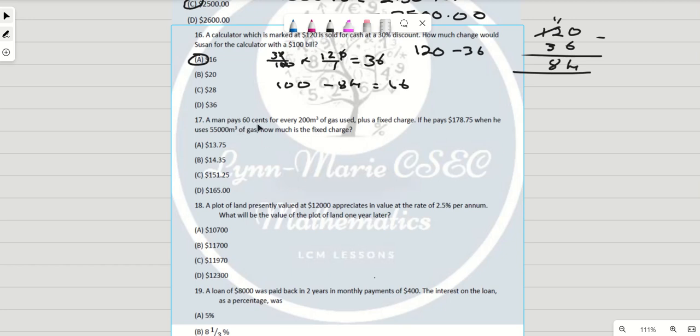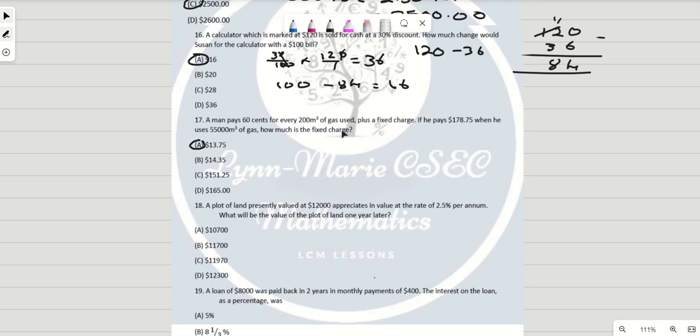A man pays 60 cents for every 200 meter cube of gas used, plus a fixed charge. If he pays 178.75 when he uses 55,000 meter cube of gas, how much is his fixed charge? If we remember this question, guys, we know that the answer is 13.75. The fixed charge, right, was 13.75.